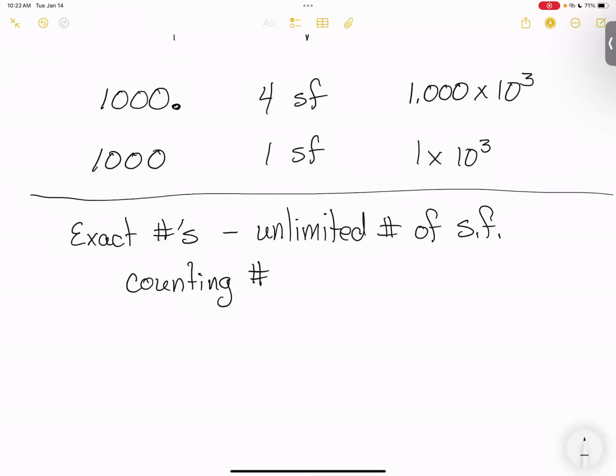2.54 centimeters in 1 inch. That's an exact number because there's always 2.54 centimeters in 1 inch.